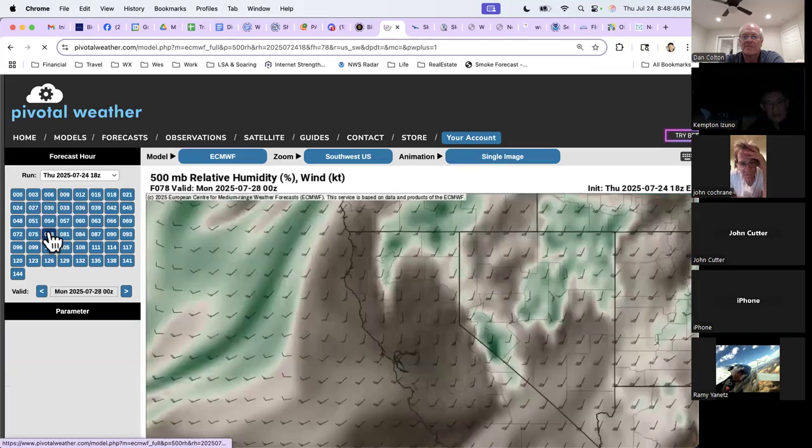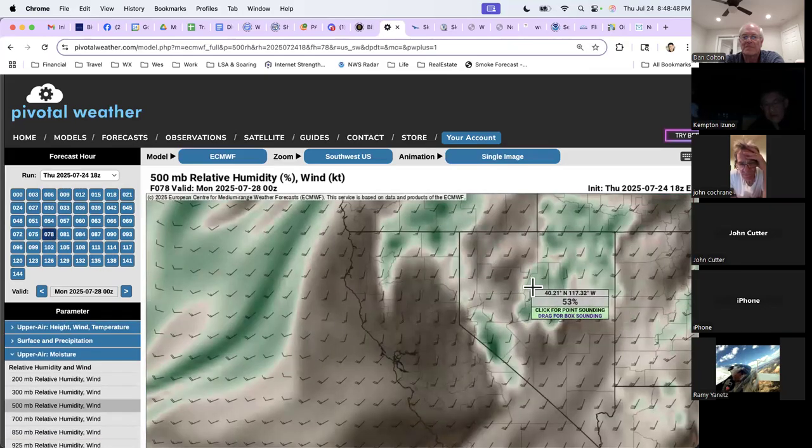This is Sunday. It's drying out a bit, but again, it's one of these situations where you've got these pools of moisture with 50, 60%, and as soon as you go outside of that, you've got 30 or 20%. So you've got either overdevelopment here and then nothing out here. So that's Sunday. Let's take a look at Monday.